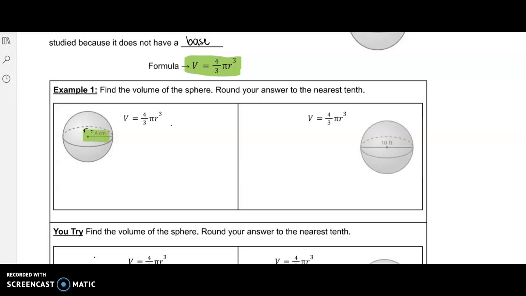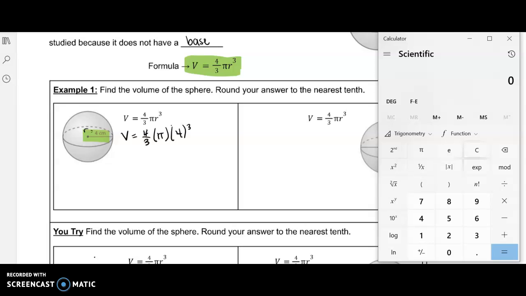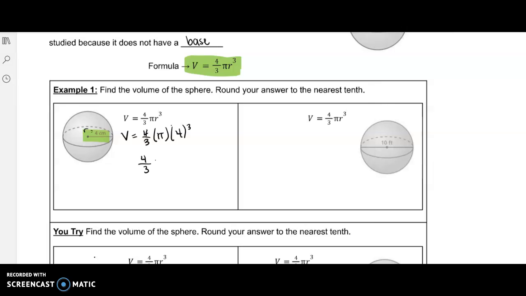So in example 1, our radius is 4. So we have volume equals 4/3 times pi times 4 cubed. And so on the calculator, to do 4 cubed, you do 4, and then you could do times 4 times 4, or you can hit this little XY button. And so you hit XY and then 3. And so it's saying 4 raised to the 3rd power, which is 64. So we have 4/3 pi times 64.